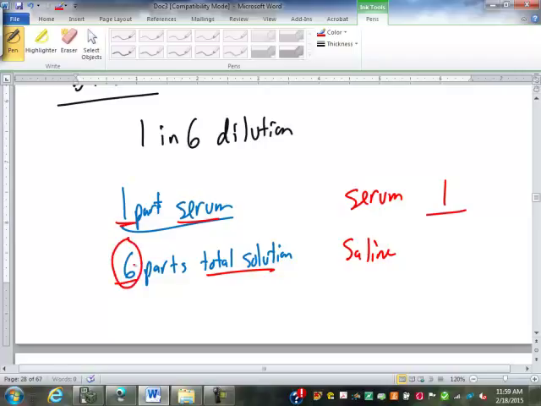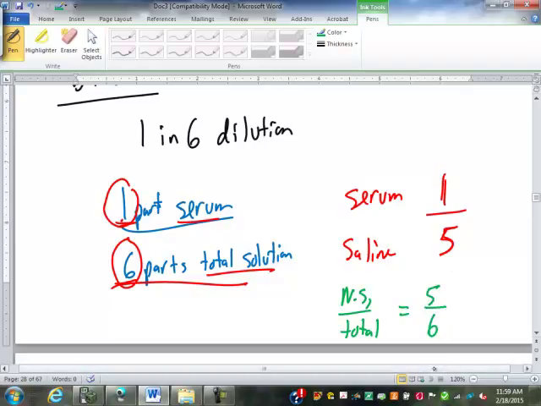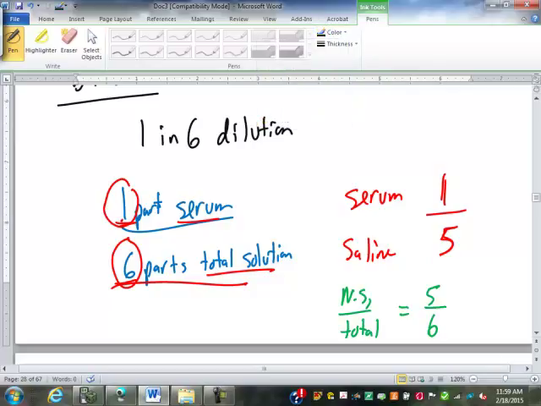Well, if there's 6 total parts and 1 part is serum, the other 5 parts has to be saline. So a 1 part serum to 6 parts total solution gives us 1 part serum to 5 parts saline. And likewise, we could have a saline to total. We now know that there's 5 parts saline out of that 6 parts of total solution. So a 5:6 ratio.